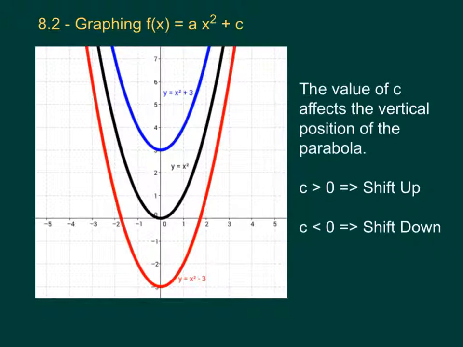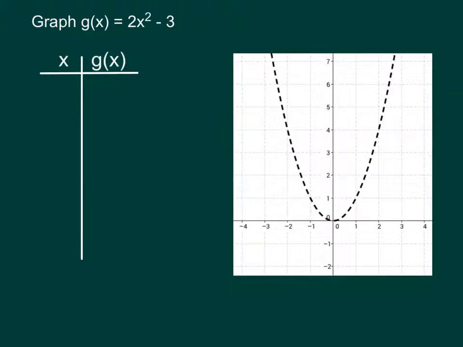So it's easiest to do from the vertex, but it's true actually of all points. It doesn't have to be 3. It just so happens that in both of these examples, I've used 3 to demonstrate it. But in general, attaching a positive number to the end shifts the parabola up. Attaching a negative number shifts it down. All right, we're going to try to graph g of x equals 2x squared minus 3. One way we can do that is by using a table.